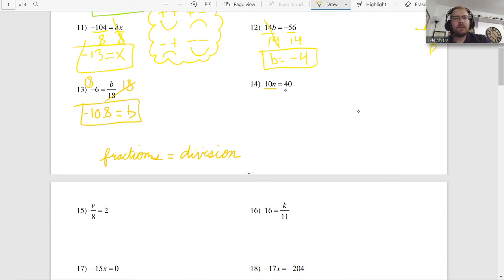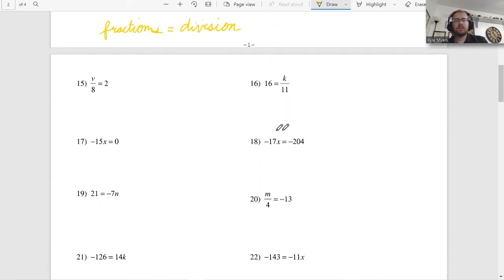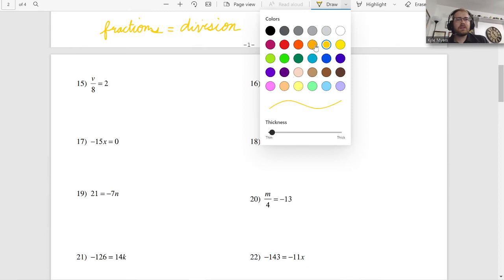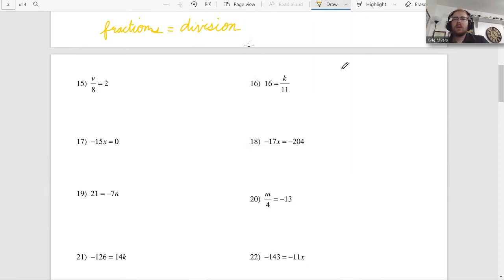All right, this one's going to be really straightforward. We just divide by 10. Since it's 10n, that means 10 times n, so the opposite of times is divide. Divide by 10, n equals 4. Okay, next, change color. So here, it's v divided by 8. The opposite of dividing is multiplying. So I'm going to multiply by 8. Remember, positive 8. And v is equal to 16.